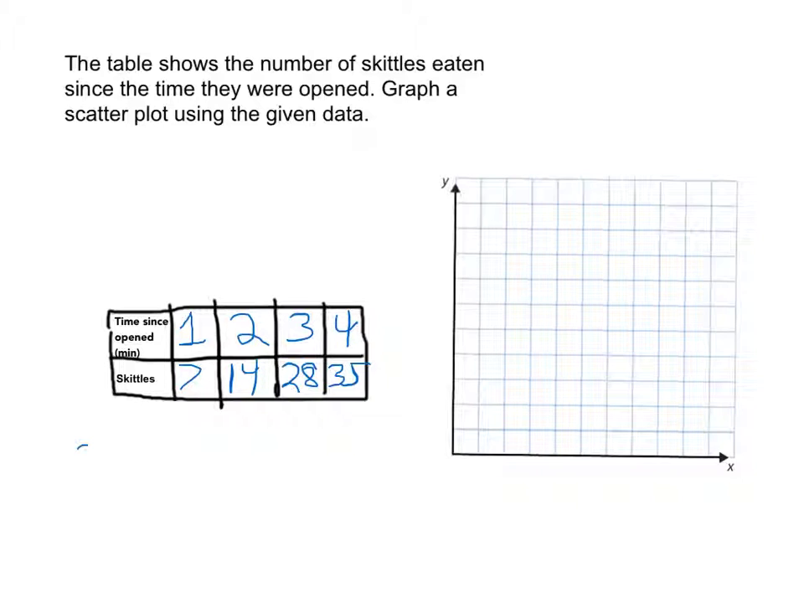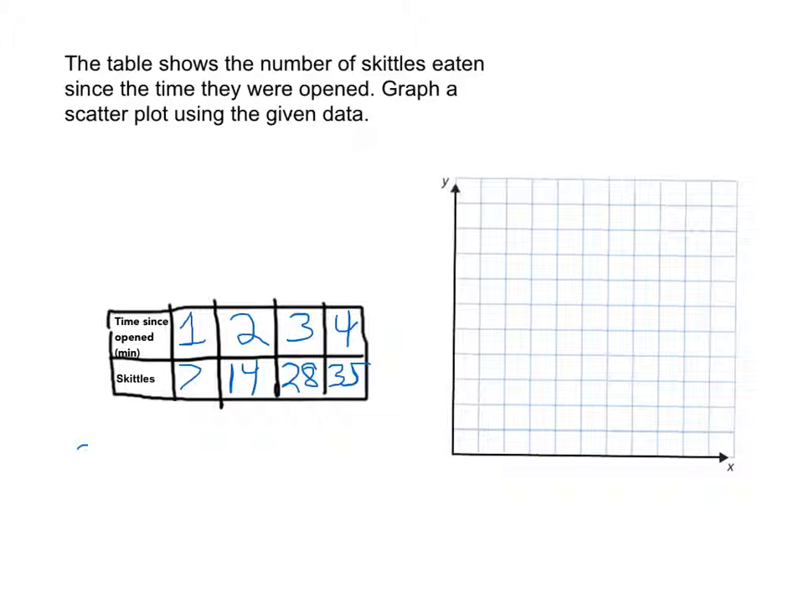Okay, this is a tricky one. It's actually not tricky, but alright. The table shows the number of Skittles eaten since the time they were opened. Graph the scatter plot using the given data. Alright, so we have our table here, and it goes from time since open, by minutes, to Skittles.